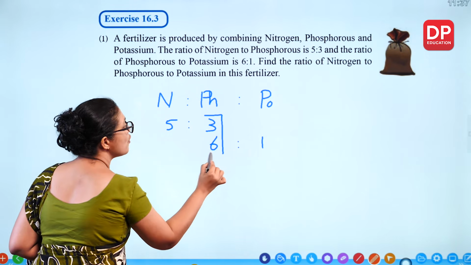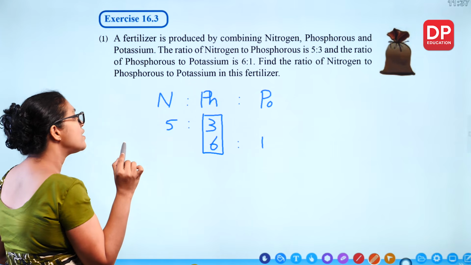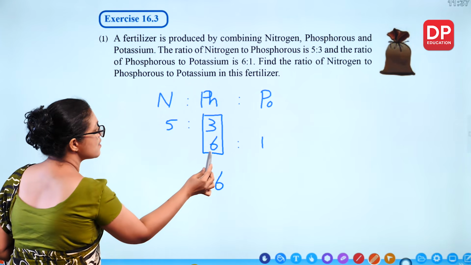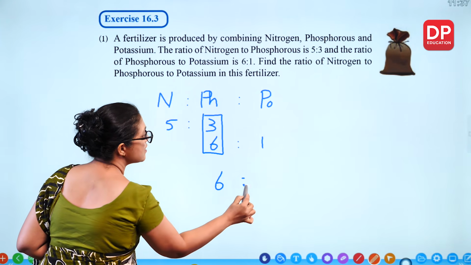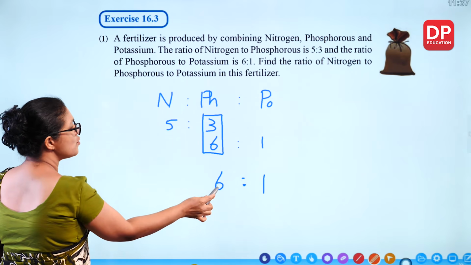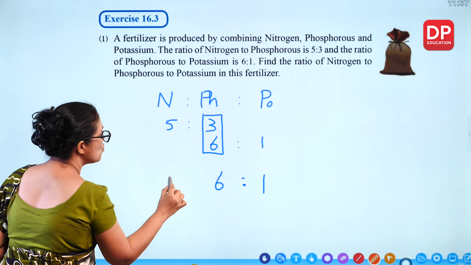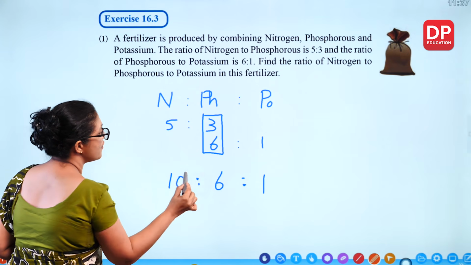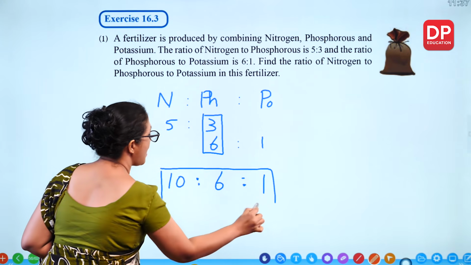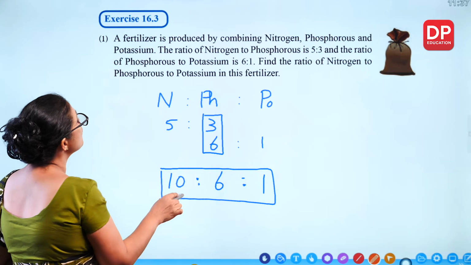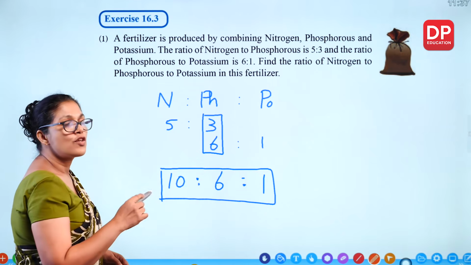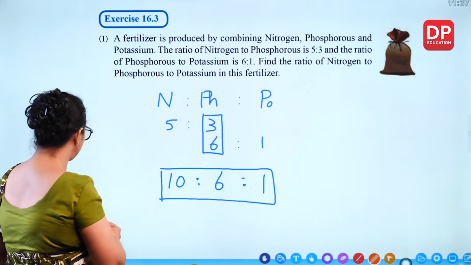So you need to find the lowest common multiple of 3 and 6. That's 6. So this value is the same. Here, 3 to 6, you multiply this by 2. 5 times 2, that's 10. So the ratio between nitrogen, phosphorus and potassium is 10 to 6 to 1.